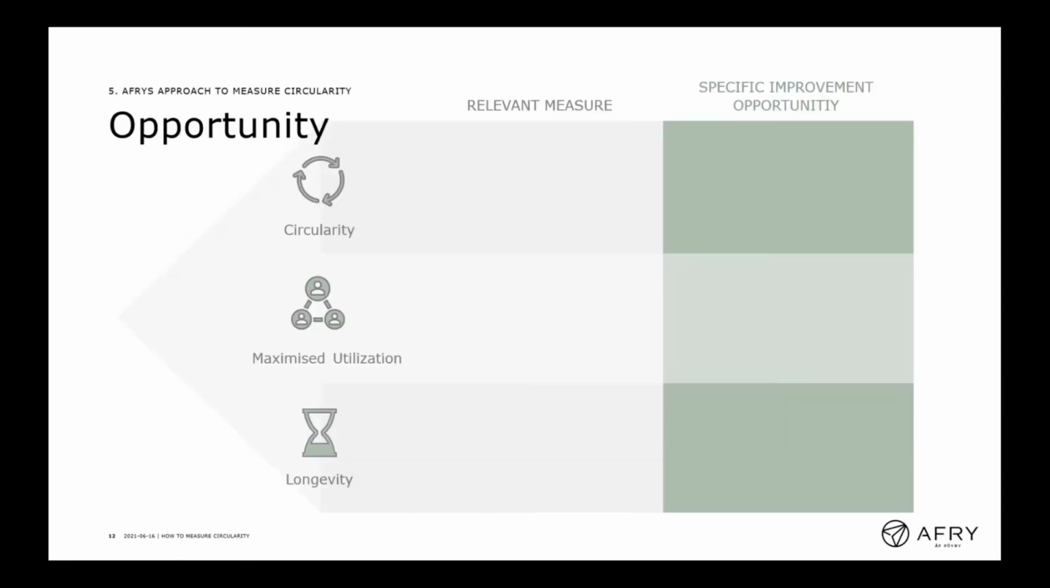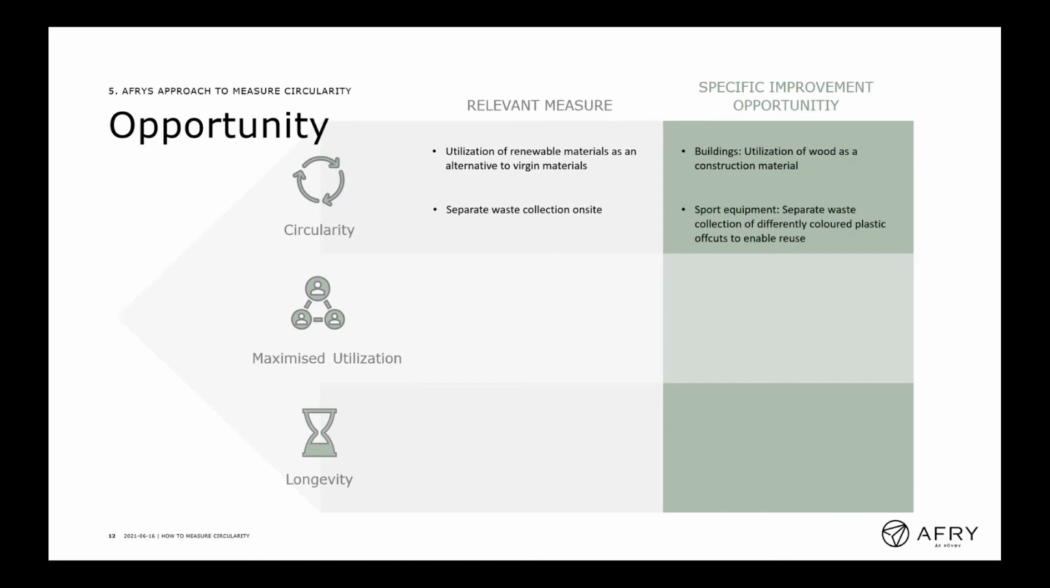So this works like this: for example, the relevant measure would be called utilization of renewable materials as an alternative to virgin materials. In the building or construction sector, we would say, well, could you utilize wood as a construction material? And we did that with a project in Sweden. Another relevant measure would be called separate waste collection on site. The specific improvement opportunity for the client, who made sport equipment, was: could you separate your plastic offcuts by different colors, so that it's easier to reuse them in your own production?